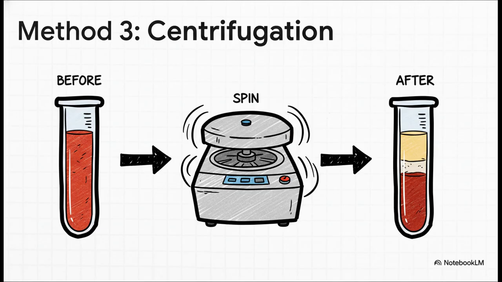Imagine a merry-go-round spinning extremely fast. This rapid spinning creates a powerful force. Because of this force, the heavier, denser particles are all pushed to the bottom, and the lighter particles, like cream or butter, float right to the top where they can be collected.